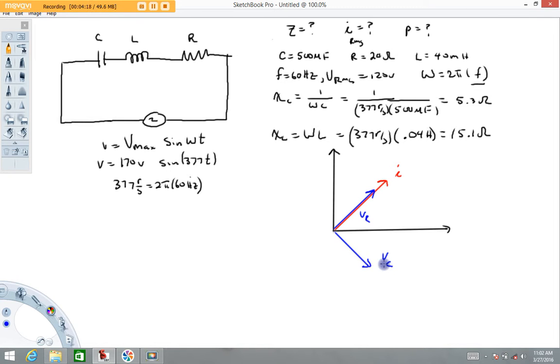Technically here, when I look at this, the resistance is 20 ohms and the reactance is 5.3 ohms. So the voltage for the resistor should be larger, but I'm not going to worry about relative magnitudes just yet.